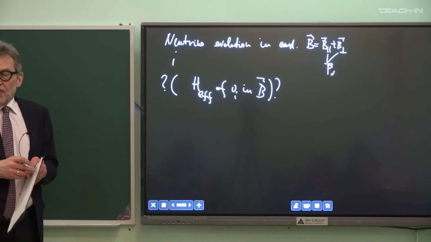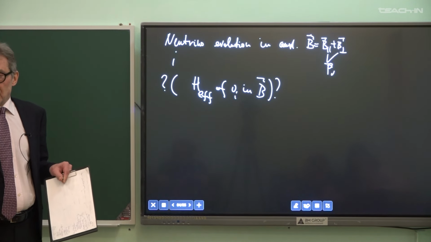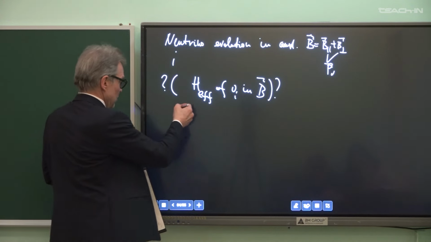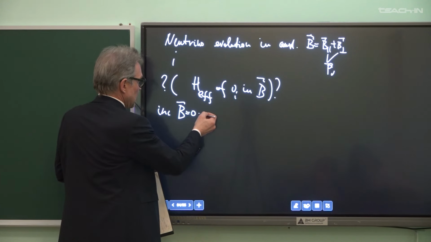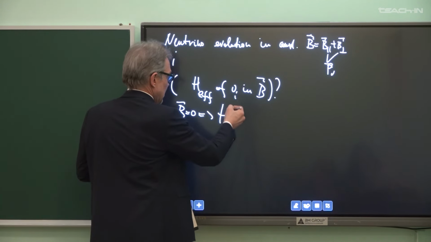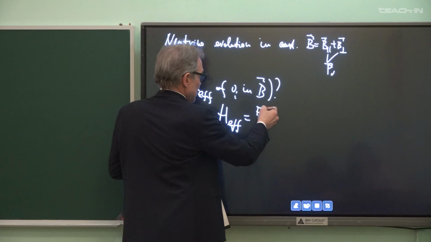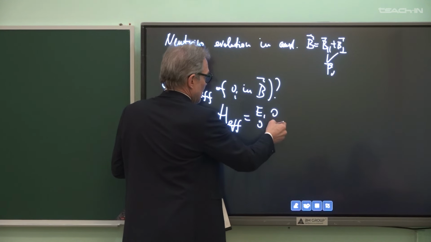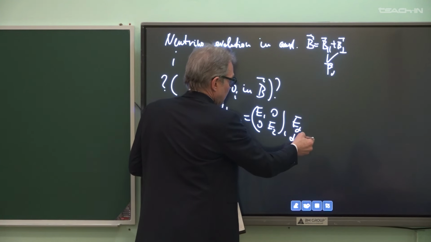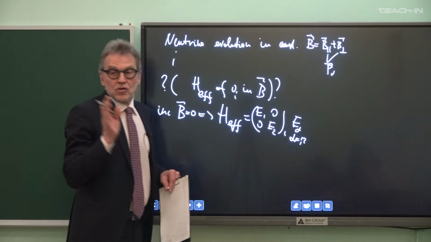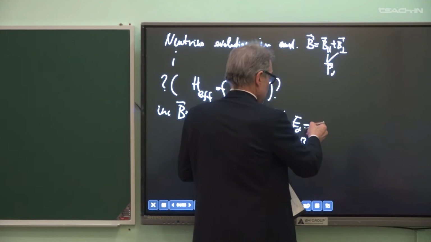If we switch off a magnetic field, we know for the mass states of neutrinos what is the effective Lagrangian. If the magnetic field is zero, we know this effective Hamiltonian is just energy, 0, 0, neutrino energy, with alpha equal 1 or 2. We consider two mass states of neutrinos. We know that this is like this.